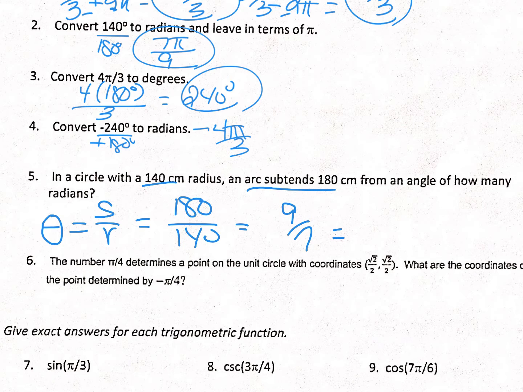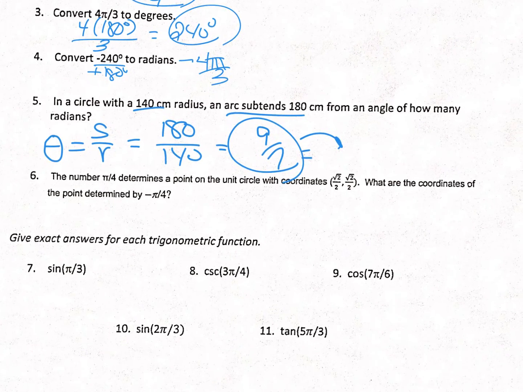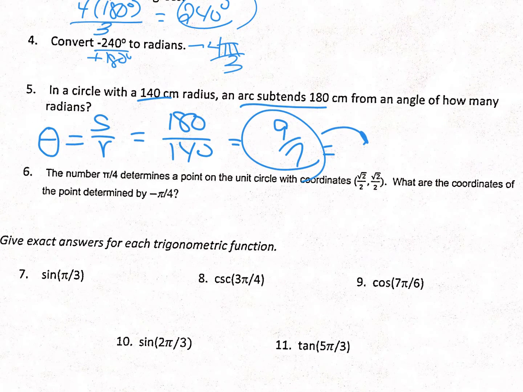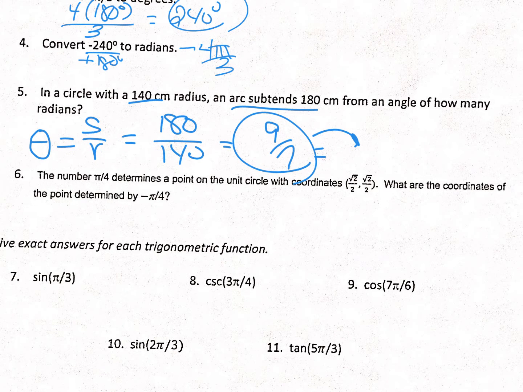I'll be honest, I don't have my calculator with me. So punch 9 over 7 in your calculator. Whatever you get is what you get. That's it.